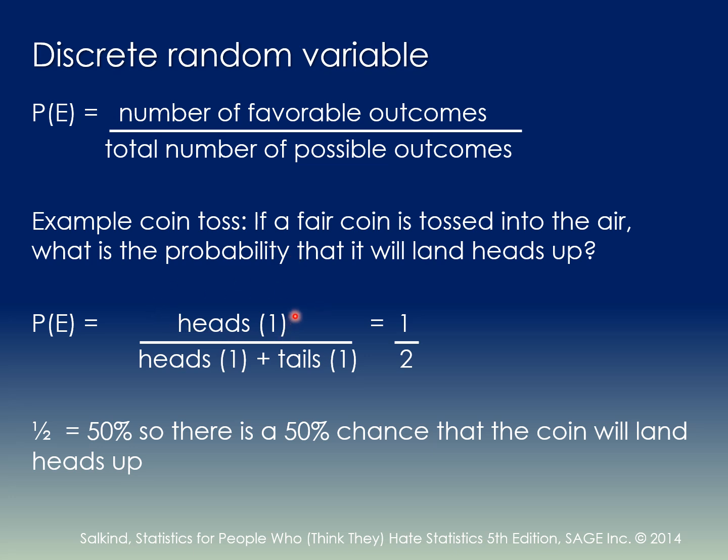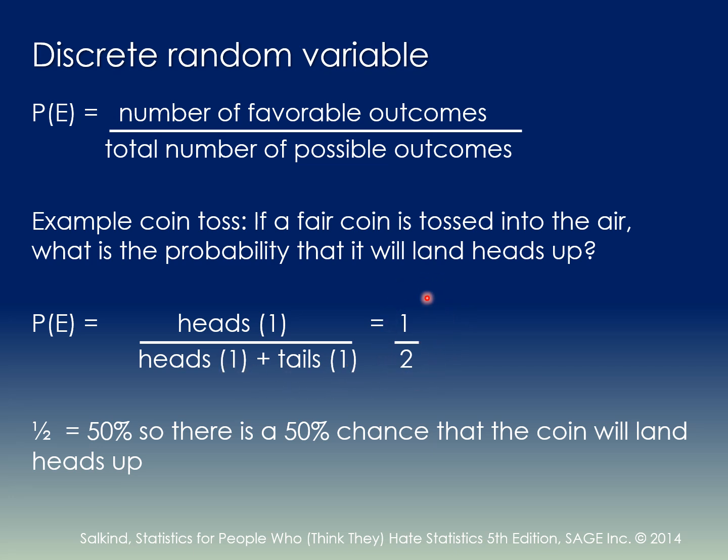Well, I know there's only one option for heads. That's going to give me a value of 1, right? So I put 1 as the numerator here. And then down below, I've got the total number of possible outcomes, so I want to add those together. One of the outcomes is heads, which I'll give a value of 1 because that's one potential outcome. And I've also got tails, which I'm also going to give a value of 1. When I add 1 and 1 together, I get a value of 2.